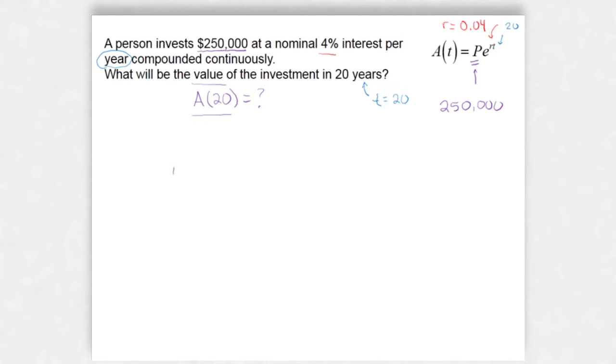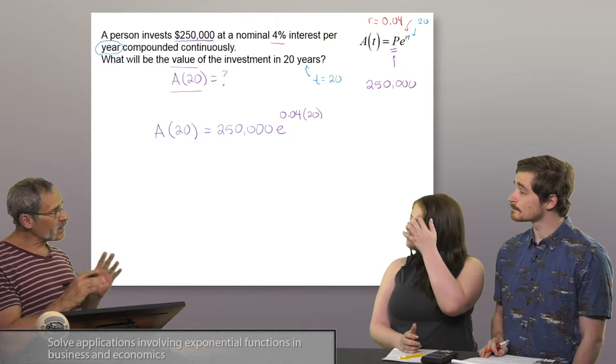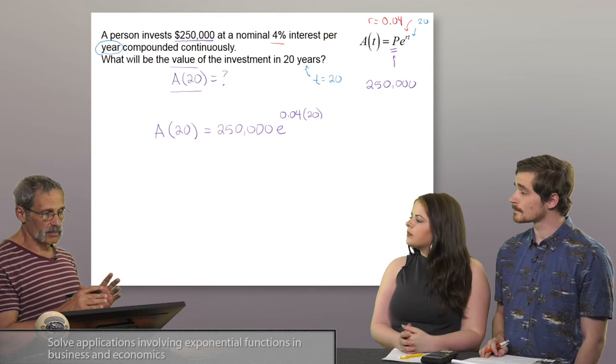We'll end up with A of 20 is equal to, so we're evaluating our function. To find A of 20, we evaluate this function when t is 20. So A of 20 is equal to P, and P is 250,000, times e to the r, r is 0.04, times 20.